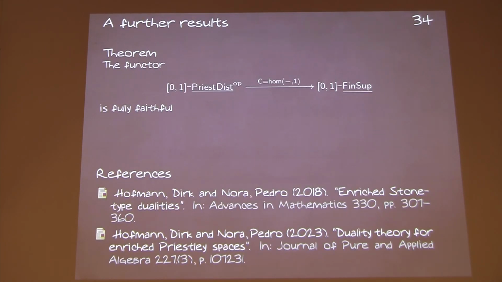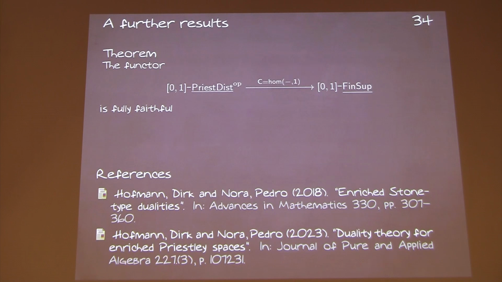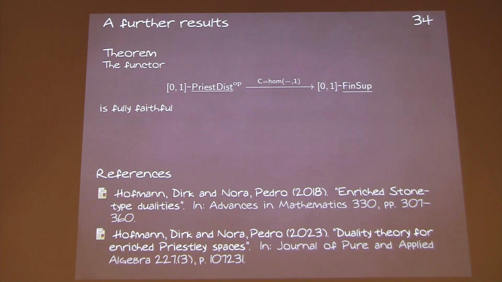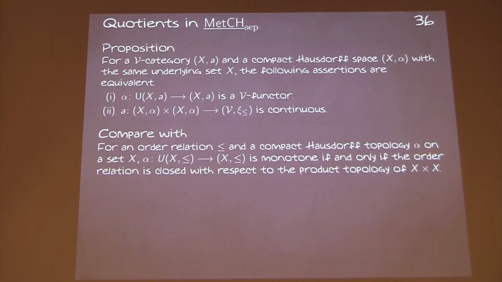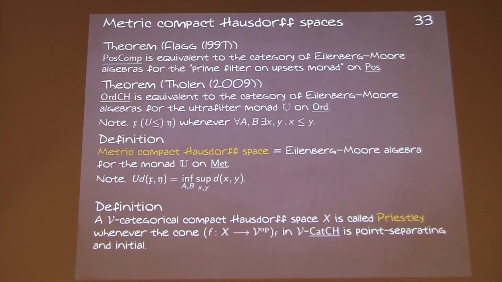And with this notion, we could improve the results we had before. We could now at first prove that if we take again these enriched metric Priestley spaces with metric distributors between them. Now it's almost too quick here.